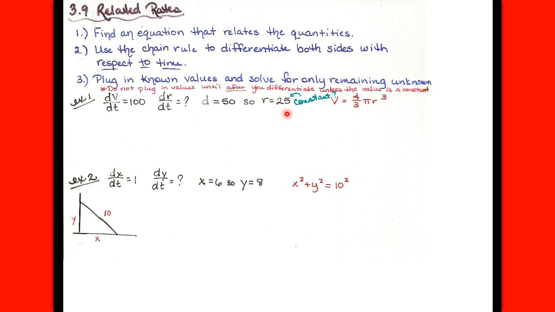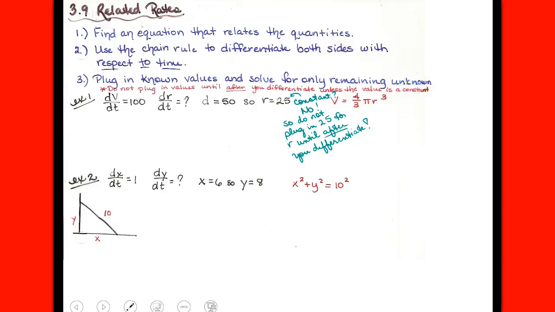As my balloon is inflating, is that radius going to stay constant at 25? No, it's going to change, right? So that's not a constant. So I am going to go ahead and differentiate first. I won't plug in the 25 until after I differentiate. If it had been a constant, I would have plugged it in before.